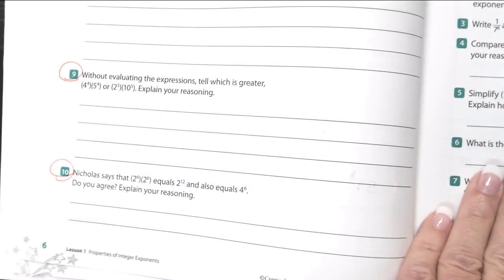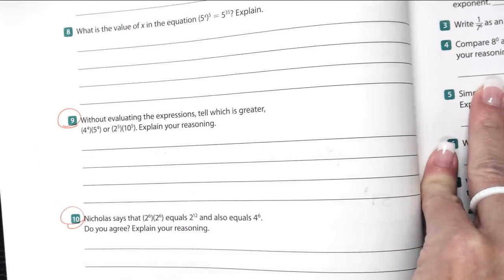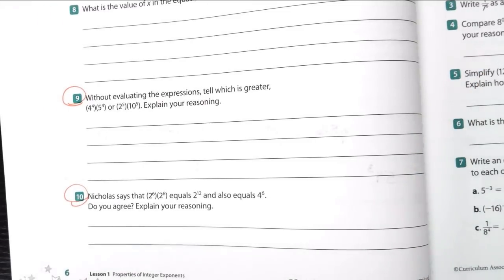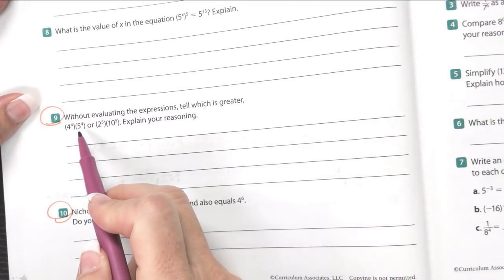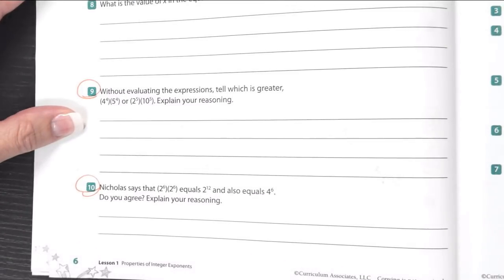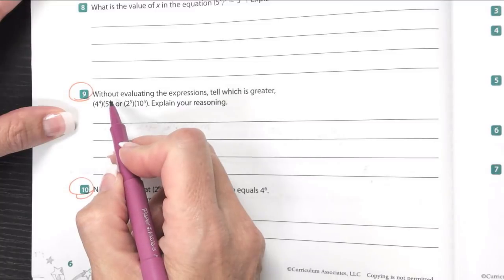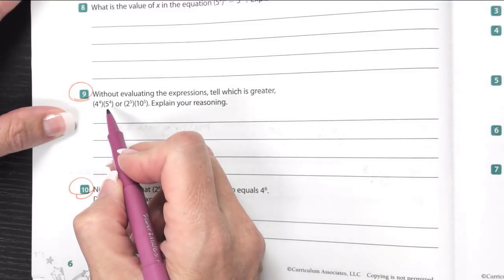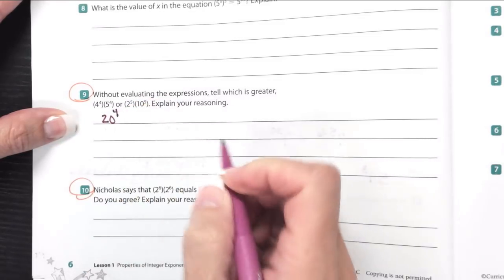On the next page, we're looking at number 9 and 10. All right, number 9 says, without evaluating the expressions, tell which is greater. So you've been given 4 to the 4th times 5 to the 4th. Now we just looked at a problem that didn't have the same base, but the same exponent. So we said, keep the exponent, multiply the base. So 4 times 5 is 20, and we keep the 4.